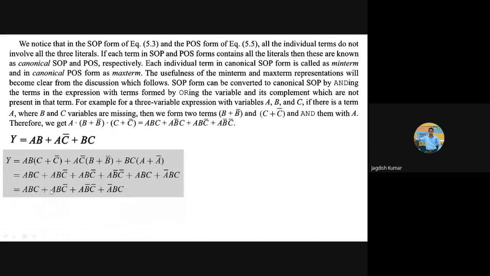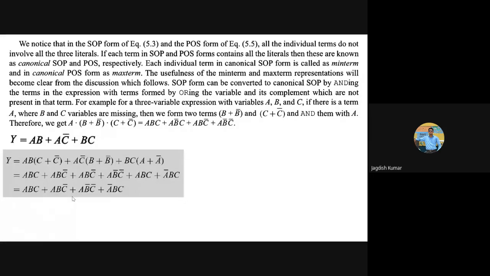Boolean algebra is applied. Now I leave it as homework for you. You try to see which theorem has been applied to arrive at this. This has 1, 2, 3, 4, 5, 6 terms. But now we have only 4 terms here. So any 2 terms have gone. Which ones and why? That you try.